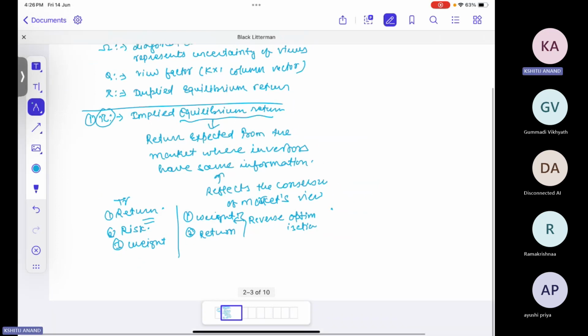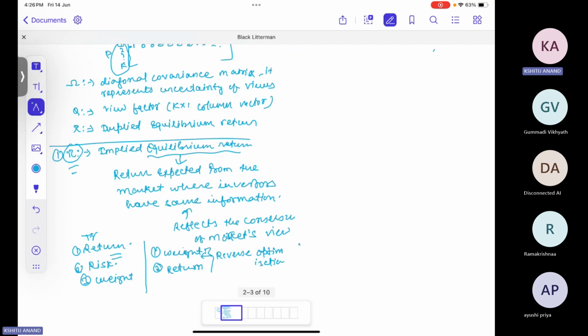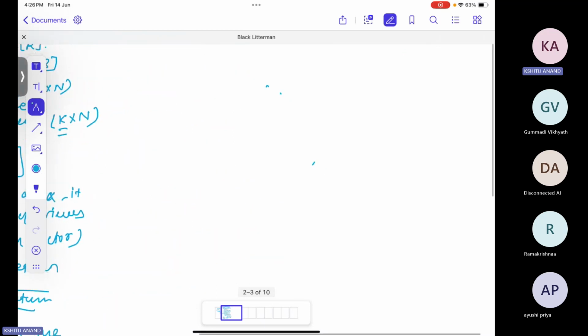So in the Black Litterman model, we calculate the implied return. So pi is the implied equilibrium return. In the Black Litterman model, we calculate this pi using the reverse optimization approach. What is reverse optimization? The traditional method is to get the weight from the return. But here, we are calculating return from the weights. That is why we call it reverse optimization. And what is its formula? Basically, the formula for pi is lambda times sigma, the variance and covariance matrix of excess returns, times the weights according to market capitalization.